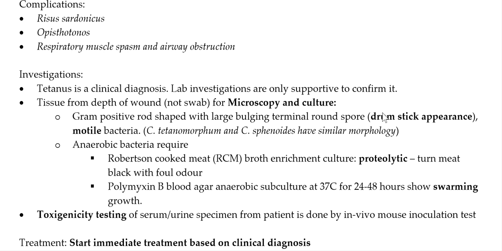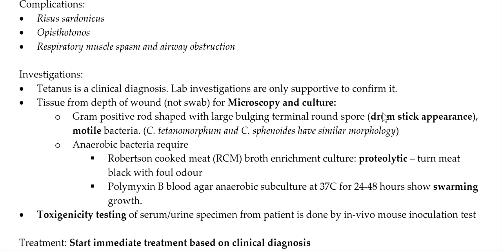And microscopy will show you gram-positive, rod-shaped, large, bulging terminal round spore-bearing bacilli, which is known as drumstick appearance. And these are motile bacteria. But other Clostridium like Clostridium tetanomorphum and sphenoides also have similar morphology. So microscopy is non-specific. It requires anaerobic culture using RCM, that is Robertson Cooked Meat enrichment culture, in which this bacteria is proteolytic in nature and it will turn the meat of the Robertson Cooked Meat medium black in color with foul odor. Then subculture can be done on polymyxin B containing blood agar at 37 degrees centigrade.